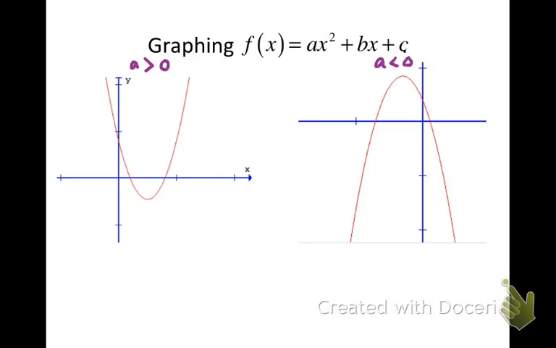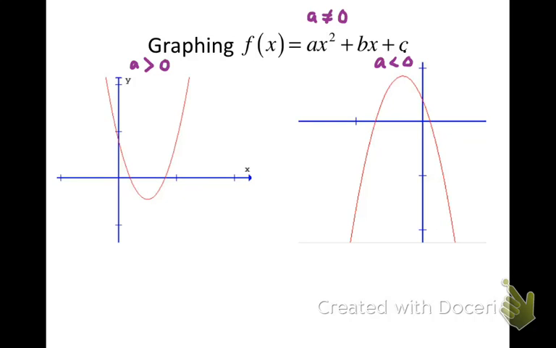Now, by the way, what happens if a is equal to 0? Well, it turns out a cannot be equal to 0, because if a were equal to 0, then you wouldn't have a quadratic term at all, would you? Because you'd have 0x squared, and then you would just have a line, because you'd have an equation in the form bx plus c. So here's a is greater than 0. Here's a is less than 0.